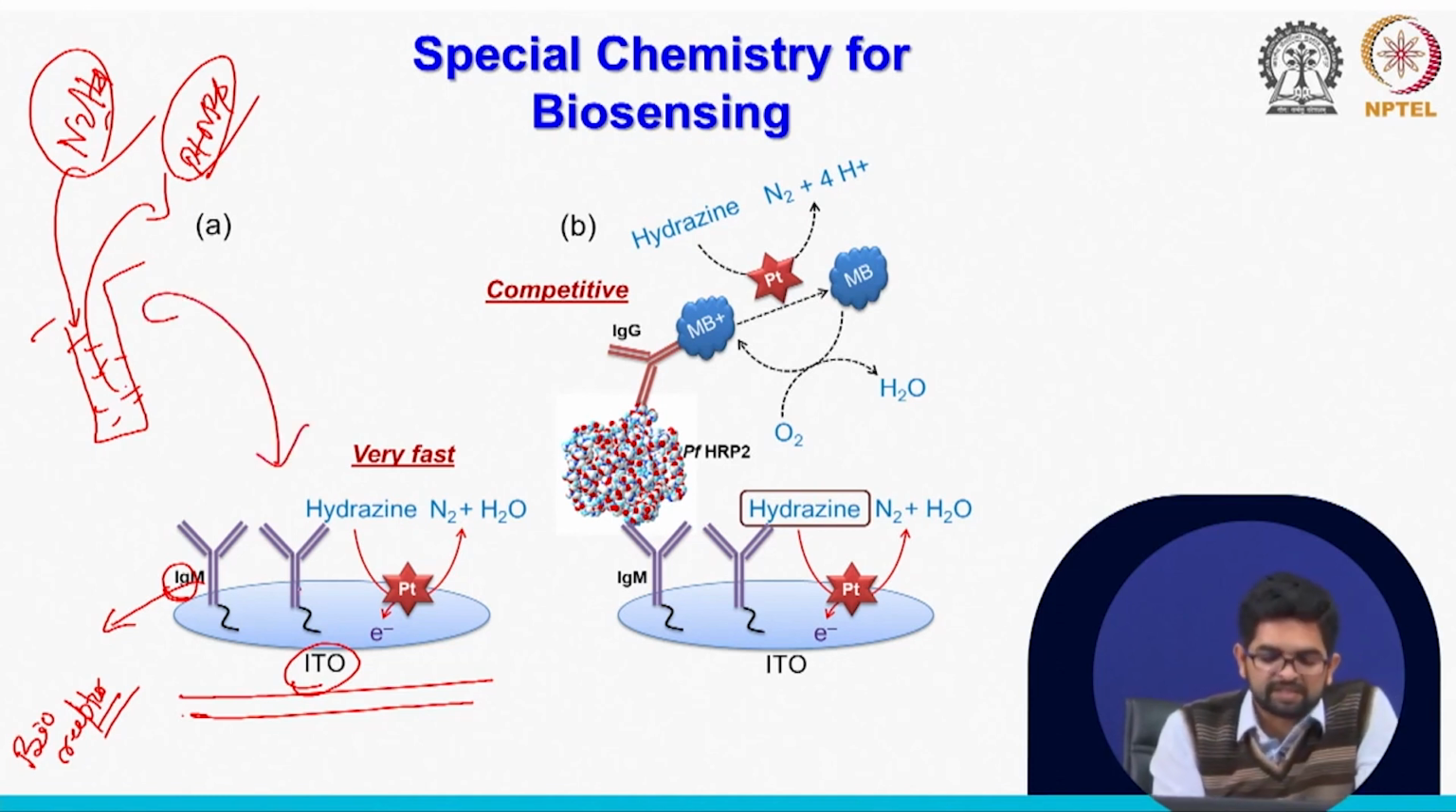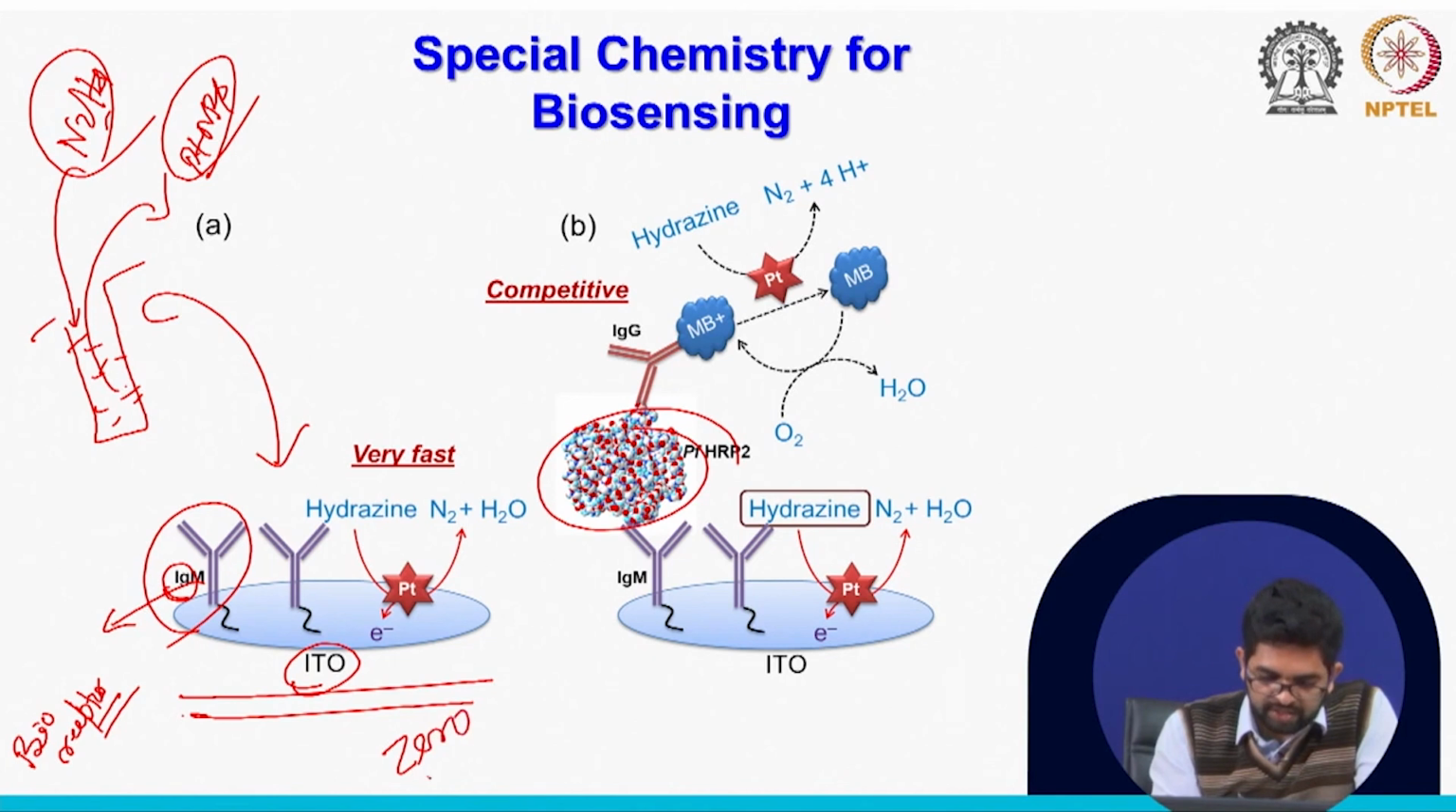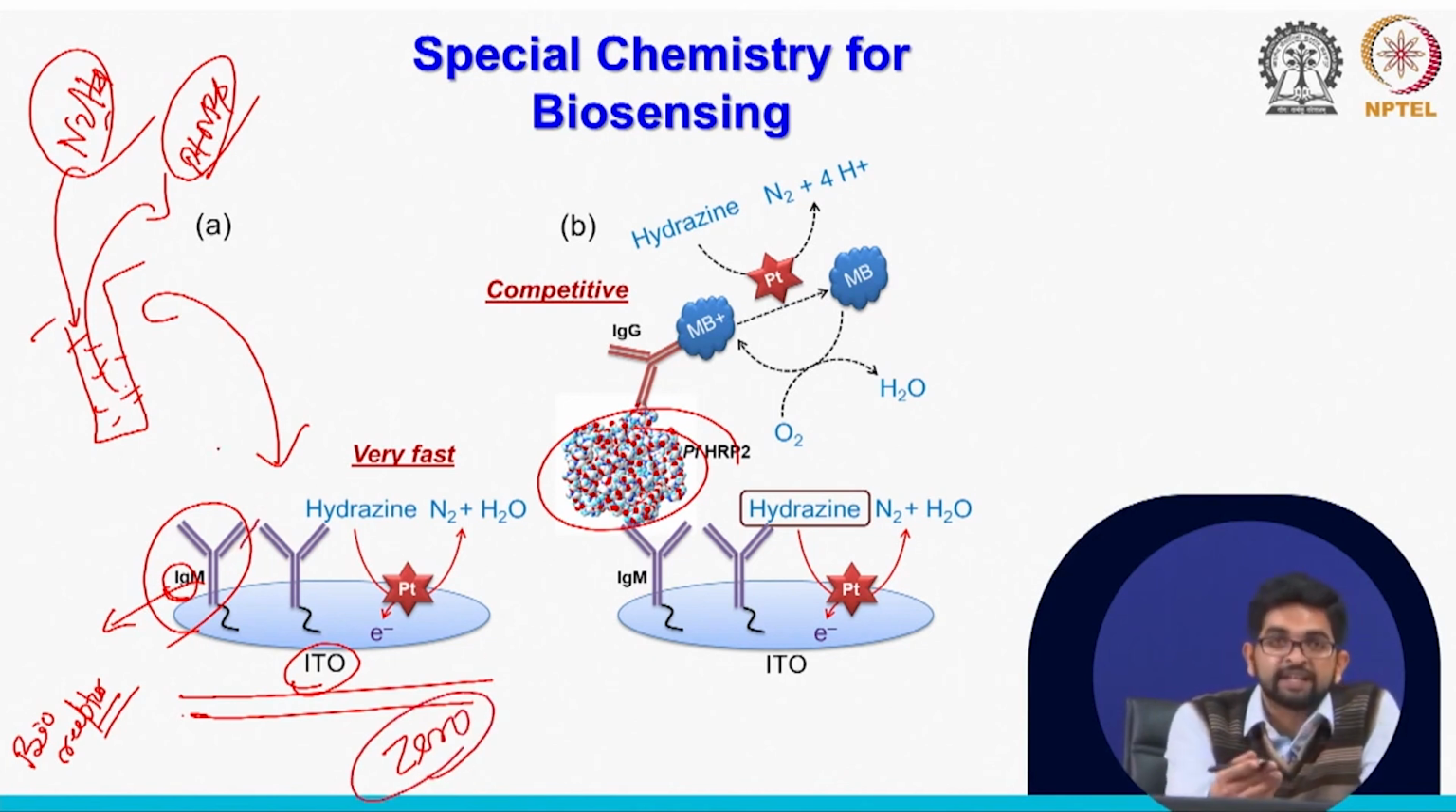That solution will be dropped on the sensor surface. So, your sensor surface may contain a primary antibody, that can be IgM or IgG, whatever. Suppose we are going to detect malaria. If it is zero concentration, suppose your sample does not contain any malaria, so you will not have the secondary antibody, right? There is no malaria antigen, means no antibody.